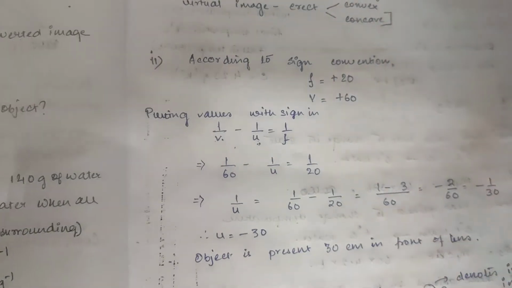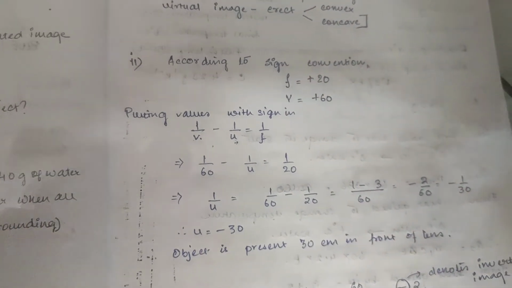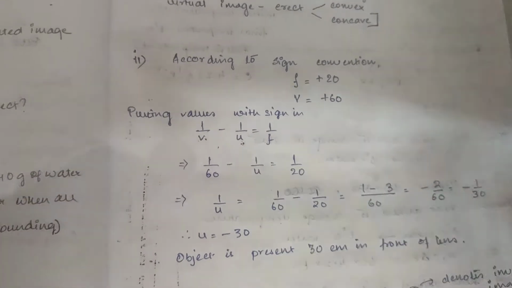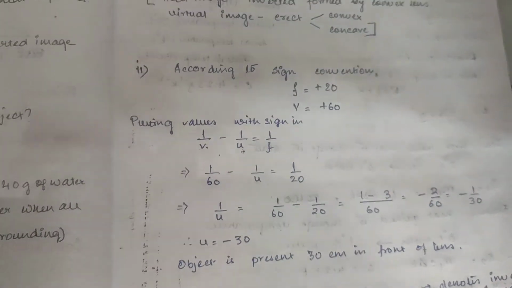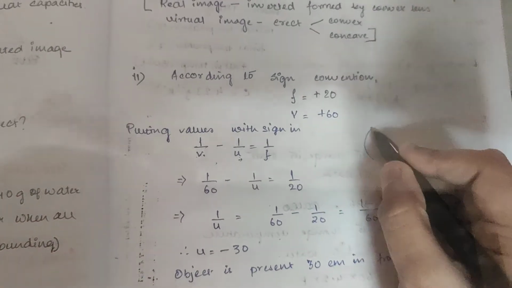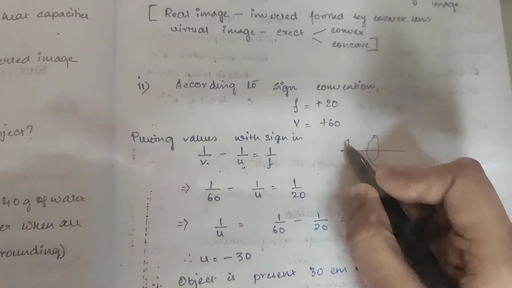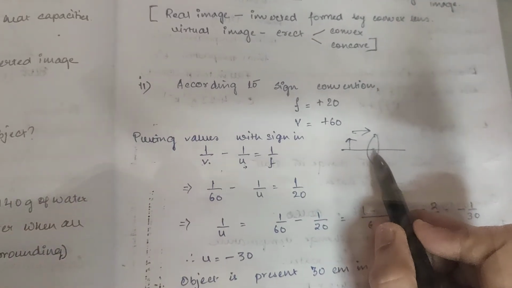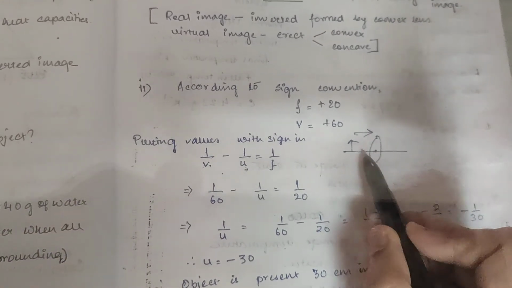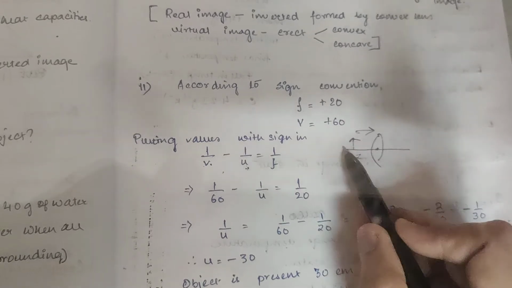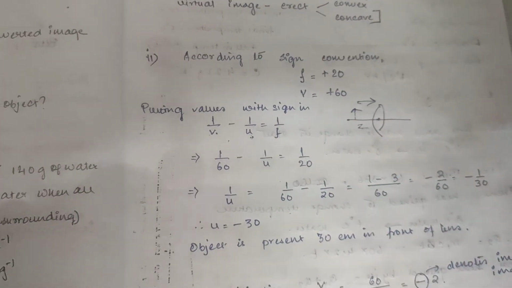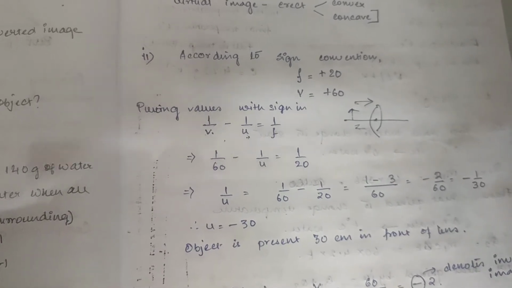-30 means what? That the object is present 30 centimeter in front of the lens. Obviously, if this is a lens and this is the direction of incident ray, if you have to measure the object distance from the optical center, opposite to the direction of incident ray, that's why it's negative. I've explained all this. So the object is present 30 centimeter in front of the lens.